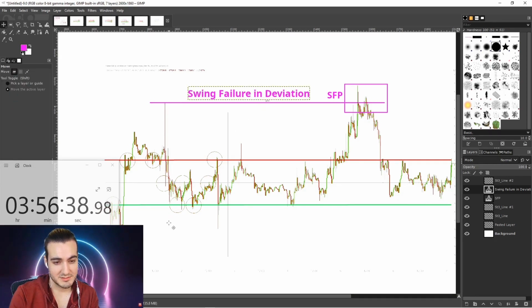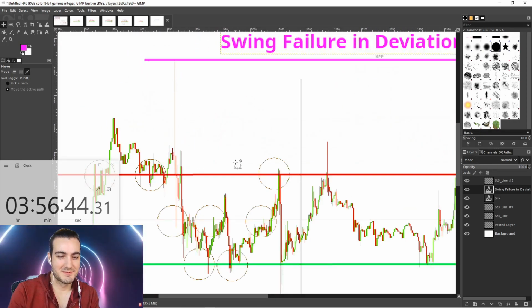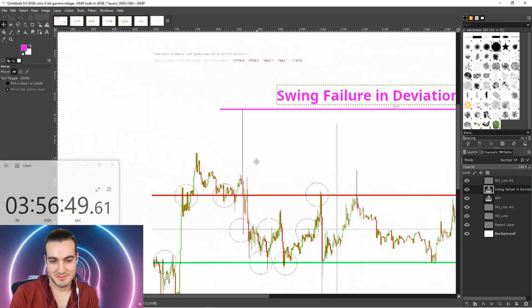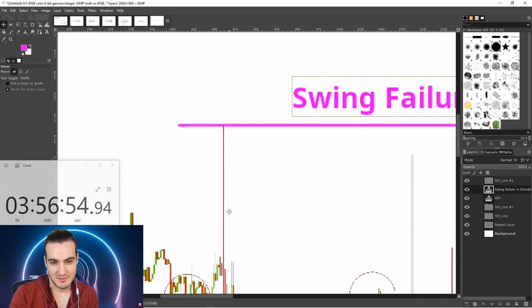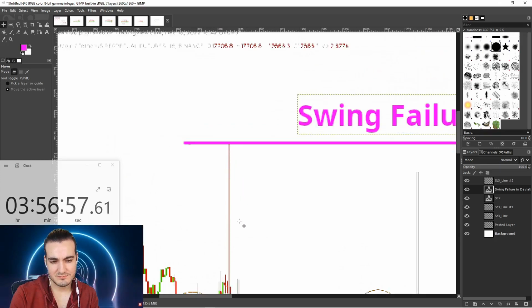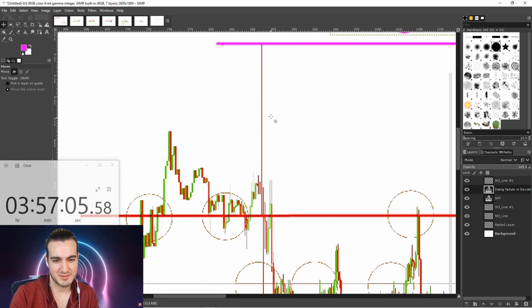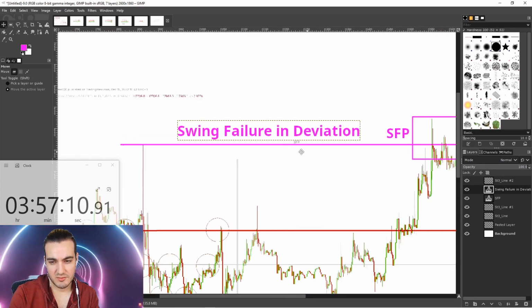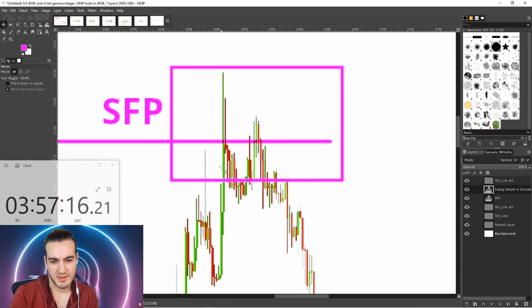Wow, that was actually very easy. Or I'm just really lazy with this one. The only real point we need to point out is this crazy wick. I mean, crazy. It's all the way up here. Yeah, I'm sure that that set off all kinds of stop losses going back. Anyways, so that creates this level here, which eventually gives us our swing failure pattern.